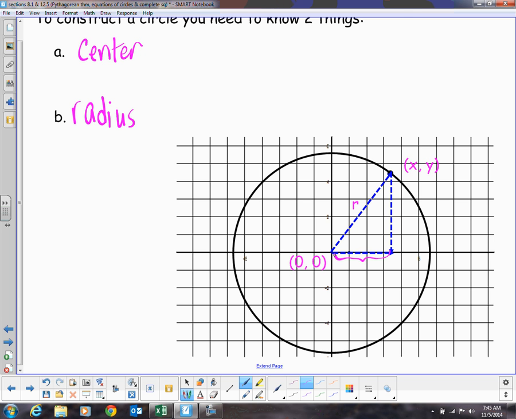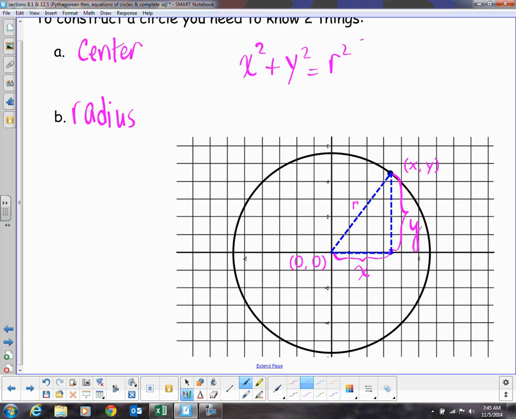How wide is that? Well, not quite 3.5. If this ordered pair is (x, y), do you agree that this is x? I've moved x units. And if the y value is y, I've moved up what? y units, correct? So this is the radius of the circle, agreed? So if we use the Pythagorean theorem, we're going to have x squared plus y squared equals r squared.